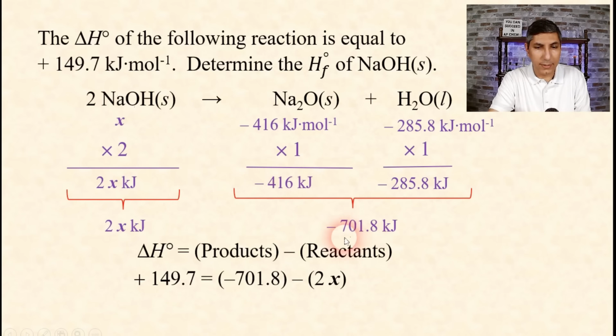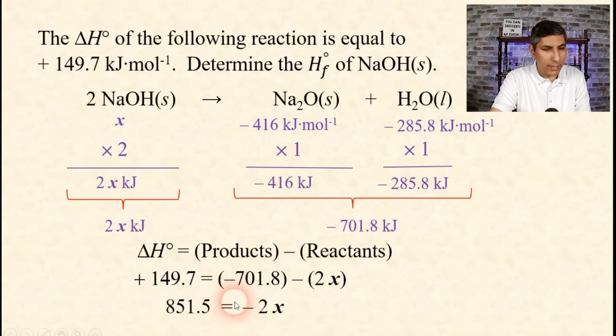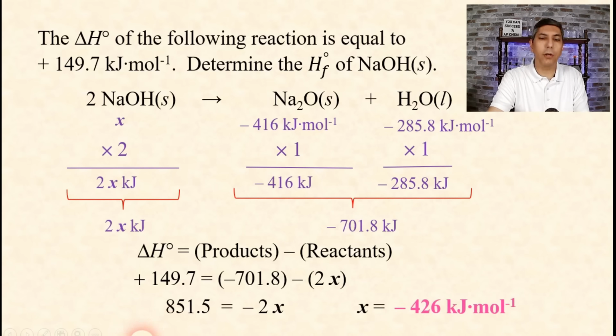The sum of the products is negative 701.8. And the reactants would be 2x. And so now we just have an algebra equation that we have to solve. If I add 701.8 to both sides, I get negative 2x equals 851.5. If I divide both sides by negative 2, I find that the enthalpy of formation of the unknown, the sodium hydroxide, is somewhere very close to negative 426 kilojoules per mole.